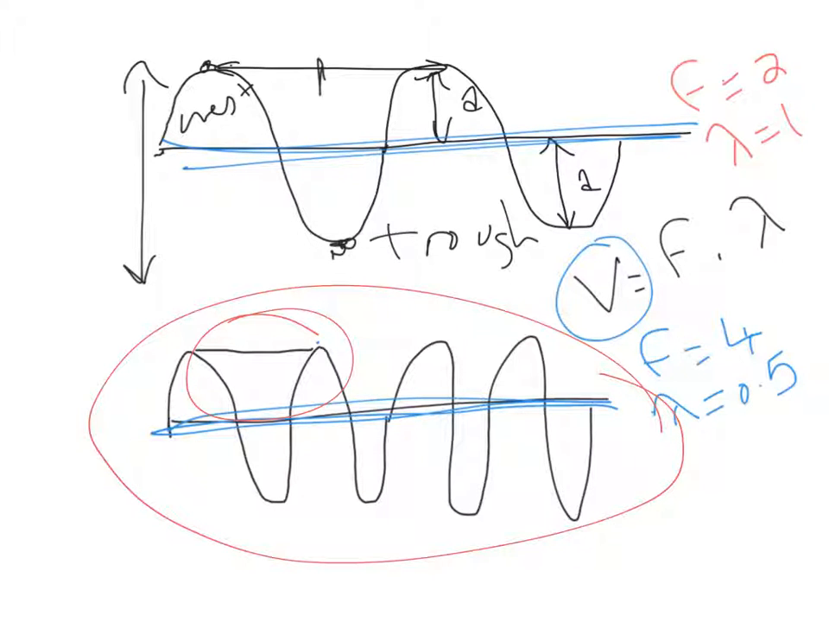Okay, so let's do the next one. The next one said, in general, waves with lower frequencies, so we're looking at the one on top right now, lower frequencies have longer wavelengths. You can see it right here. And this is because the pulse happens less frequent. There's less frequent than it is over here.